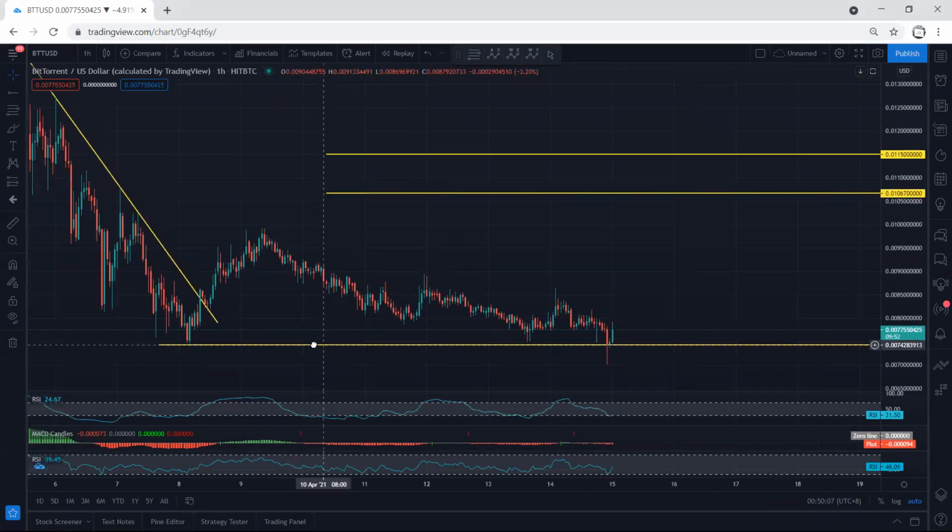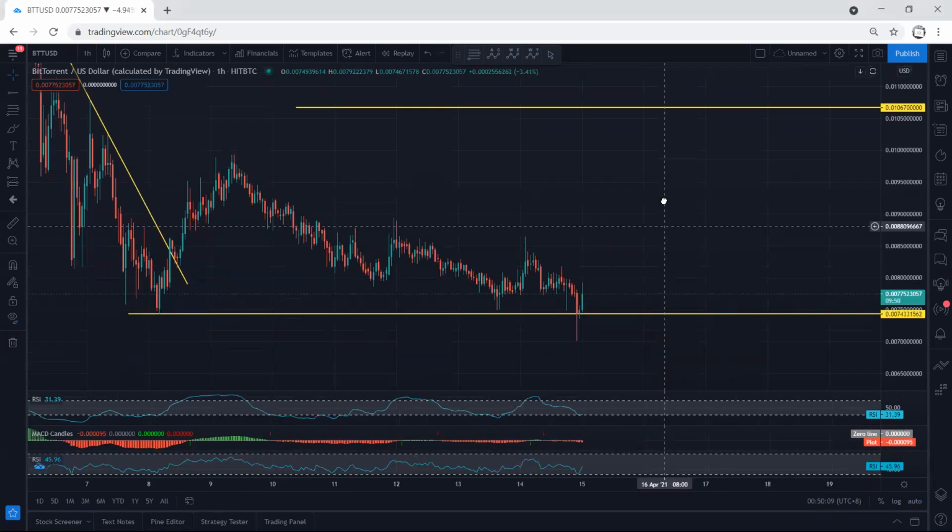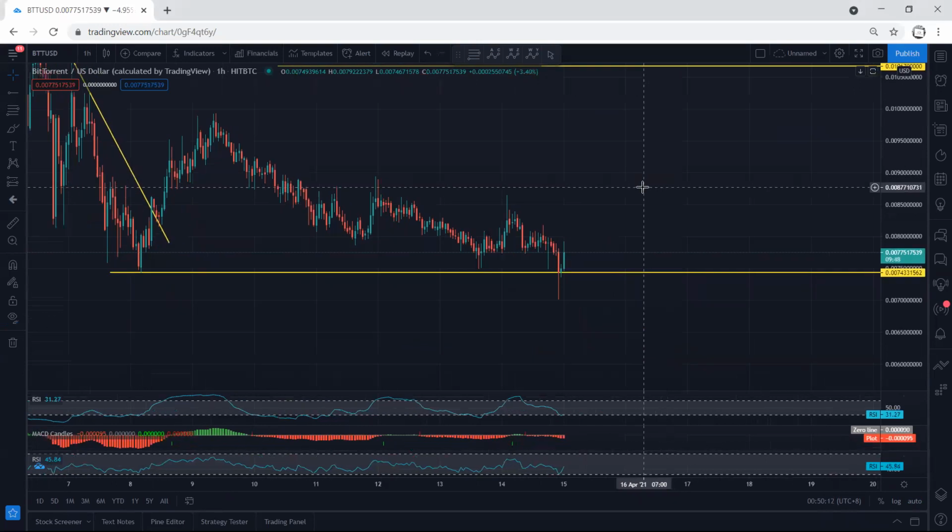Based on the 1 hour chart, as I mentioned, that is how we can look for a trade. Anyway, we just follow the chart. If I see any update, I will share.